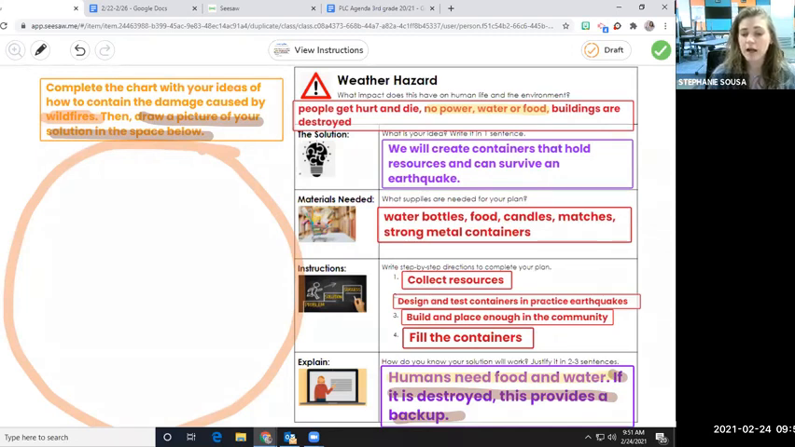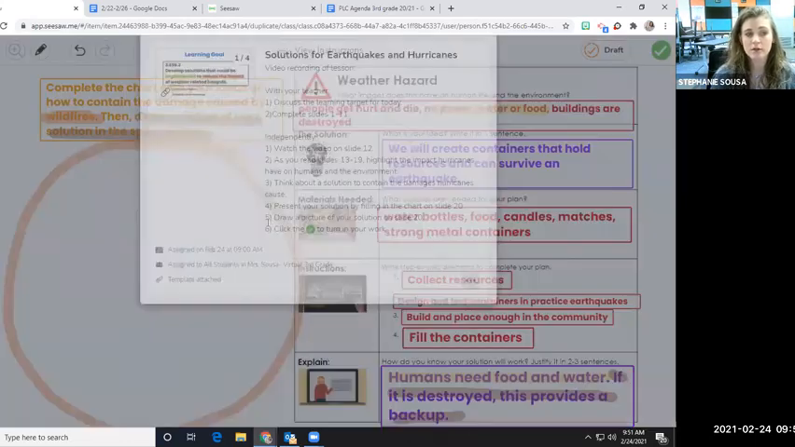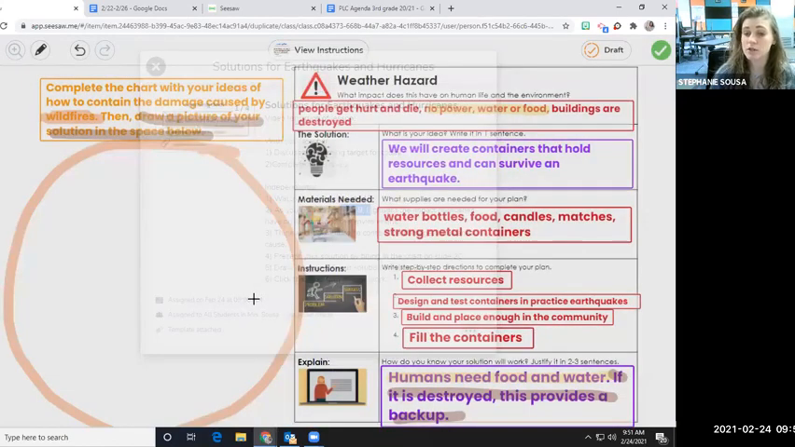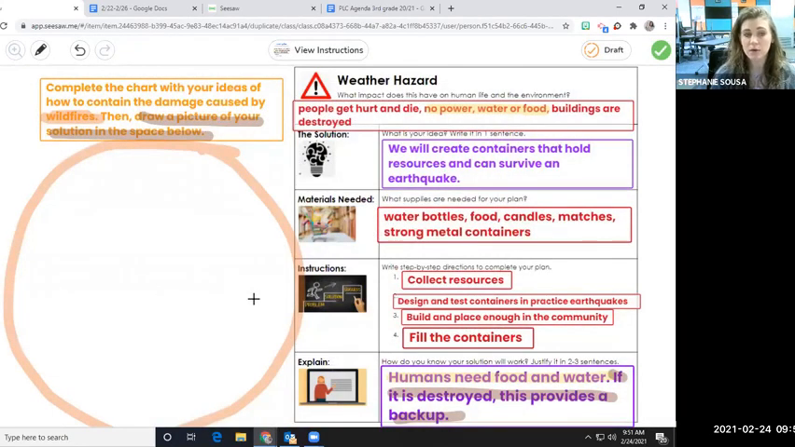You are going to follow the exact same process, but you are going to be doing it about hurricanes. So slide 12 has a video about hurricanes. Slides 13 through 19 have text that you are going to read. Slide 20 has a chart just like this, where you are going to come up with a plan to prevent the damage or the impact on humans or the environment.